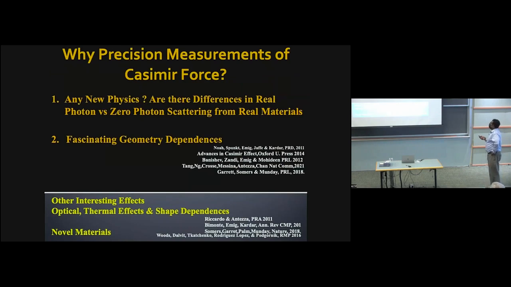The questions are, is there any new physics? Is there something that we don't understand here? Are there differences in how photons scatter, real photons versus zero-point photons, from real materials? That's a question that we can answer by increasing the precision of the measurements. And there are some fascinating geometry dependencies we heard from Jeremy and others, which I will not be going into today. And others, like optical thermal effects, which we heard a lot of talks on, and novel materials, which is a frontier still left, where you can explore repulsive Casimir forces and such with materials. Lots left to do.